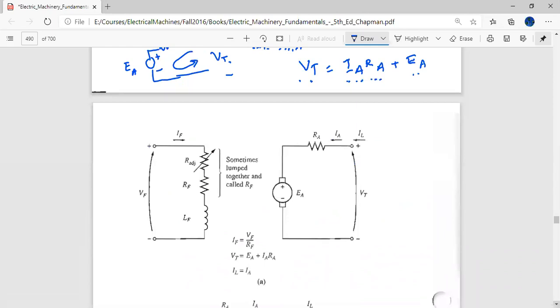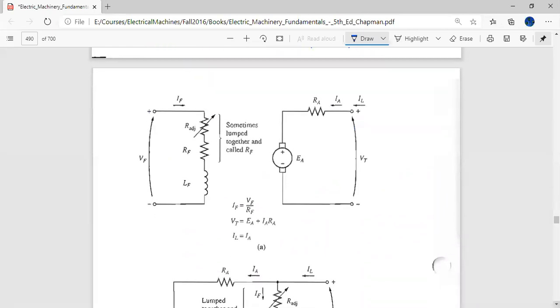Okay. Then we see another circuit. This is for a separately excited machine. So the field part and the armature part are shown separately. And the field part is just another DC circuit, where RF and LF are the resistance and inductance of the field circuit. R adjustable is used to adjust the field. We will see what effects the adjustment of the field can bring in the performance of the DC motor. And this is the armature side as we studied last time.